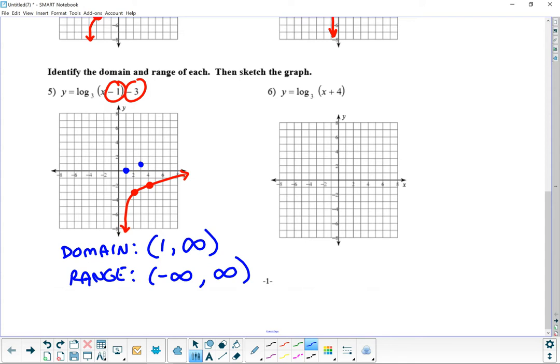Okay, number 6. Again, our reference point, our starting point for our parent function is at (1, 0). And this is log base 3. So we're going to go to 3 and up 1. And these are our two points that we'll be using for the transformation.